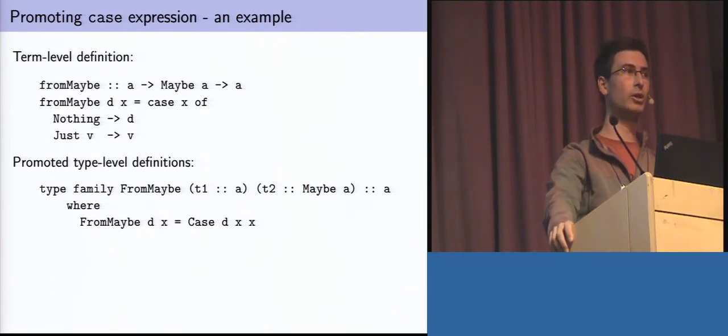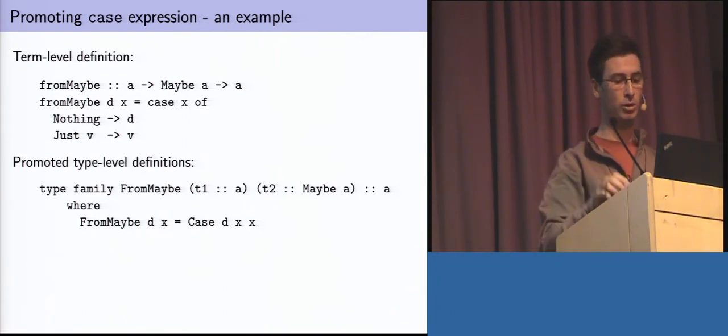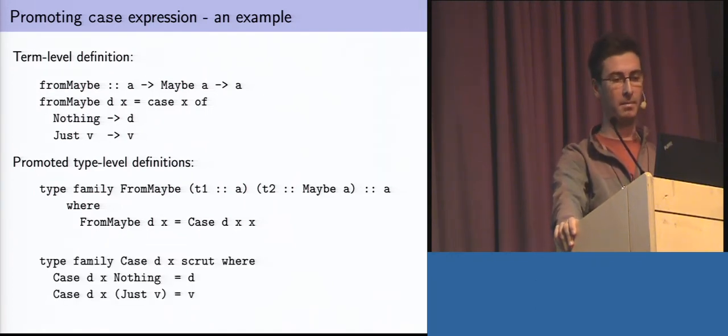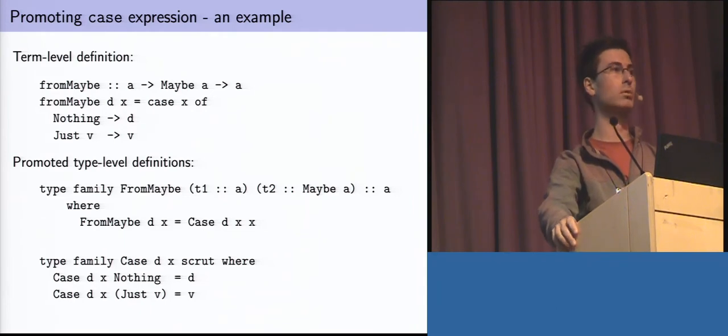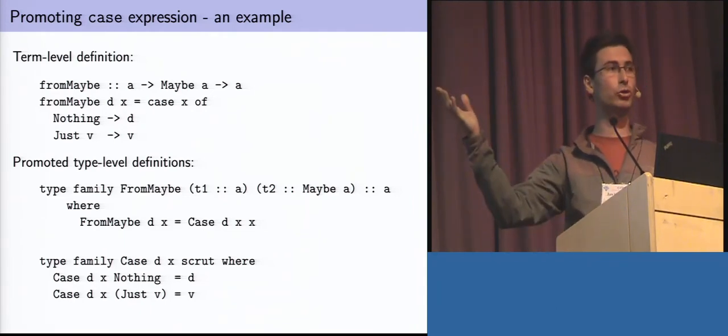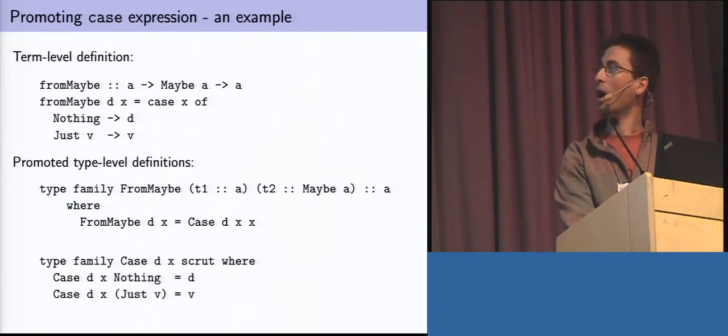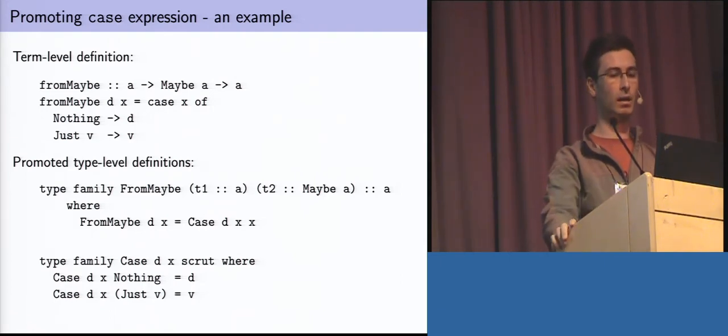And then the last parameter is the scrutinee. In this case, this is also X. And the type family that implements the case expression looks like this. It basically does pattern matching on arguments and then returns the result accordingly. And this is all about lambda lifting.